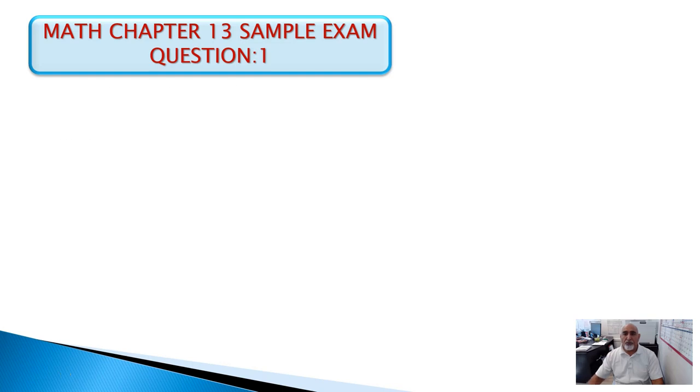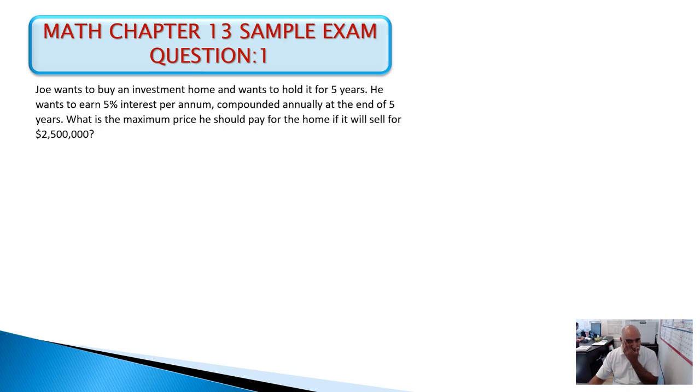Okay, so what we're going to do now is do about 13 questions from chapter 13. These are sample exam questions. Okay, so first question is Joe wants to buy an investment home and wants to hold it for 5 years.